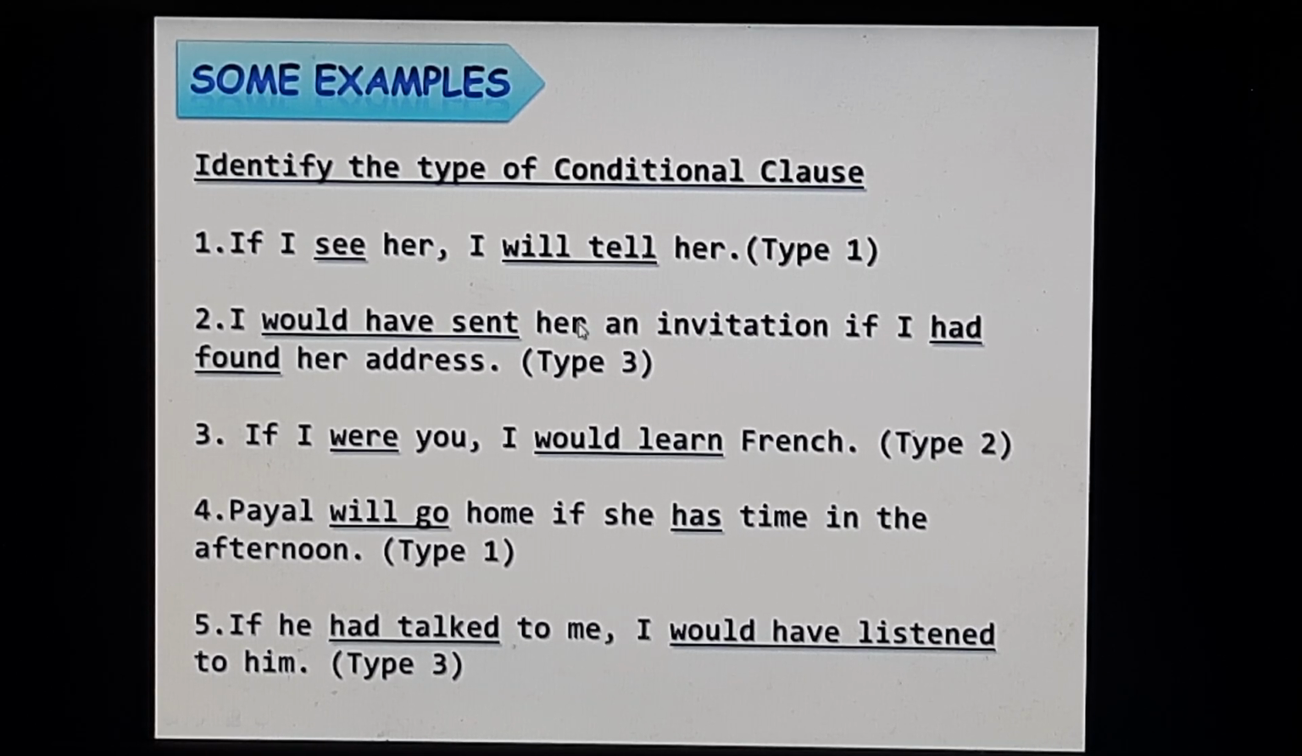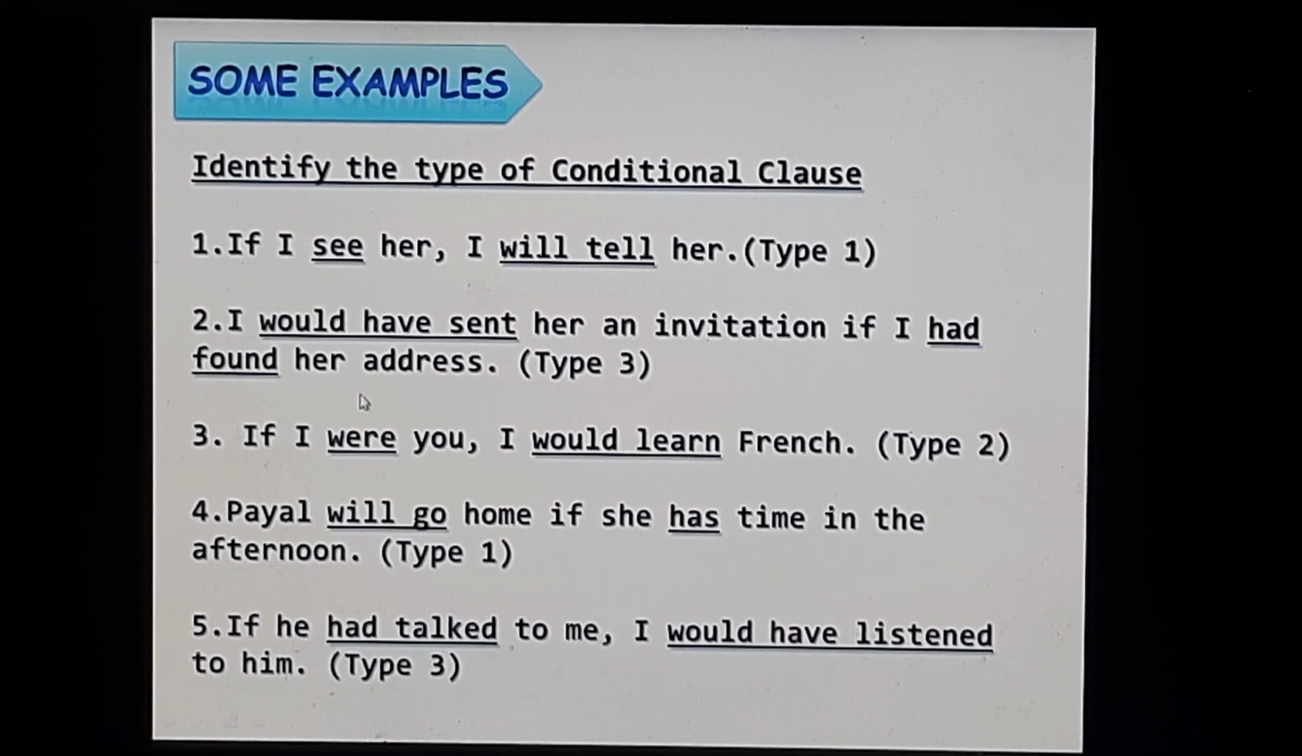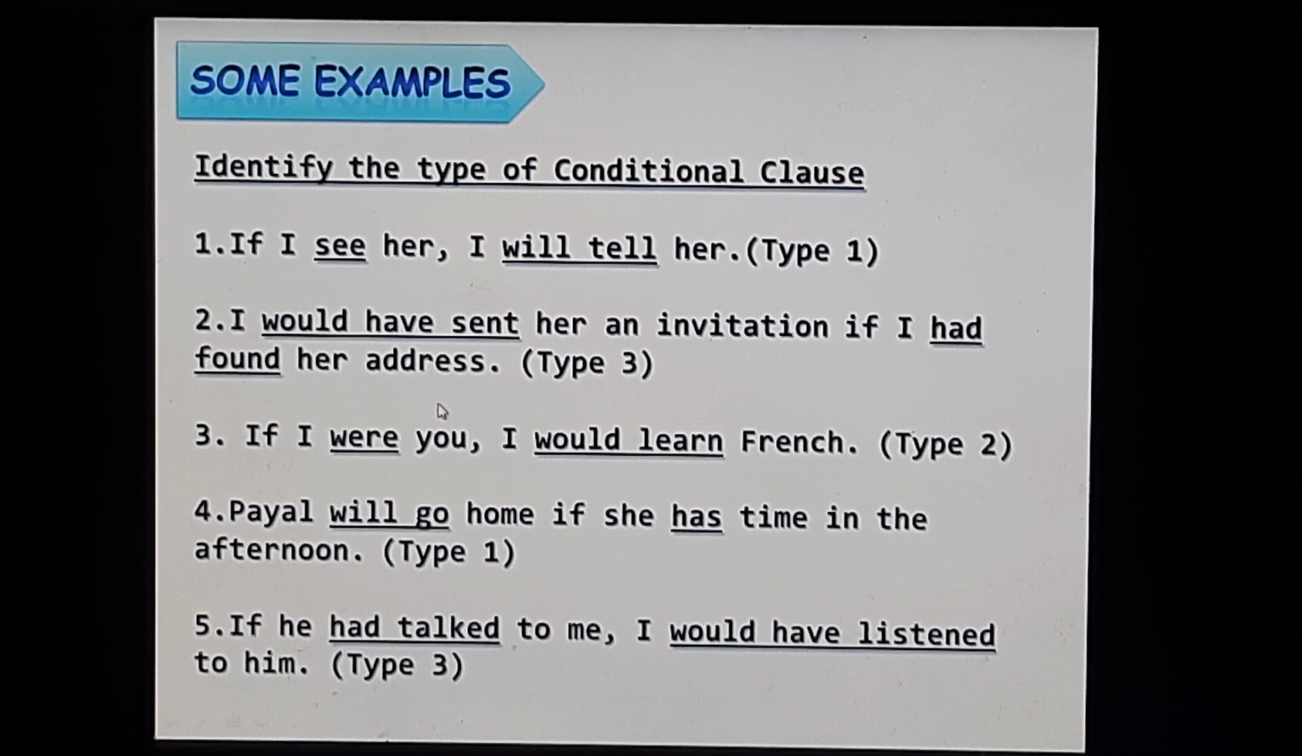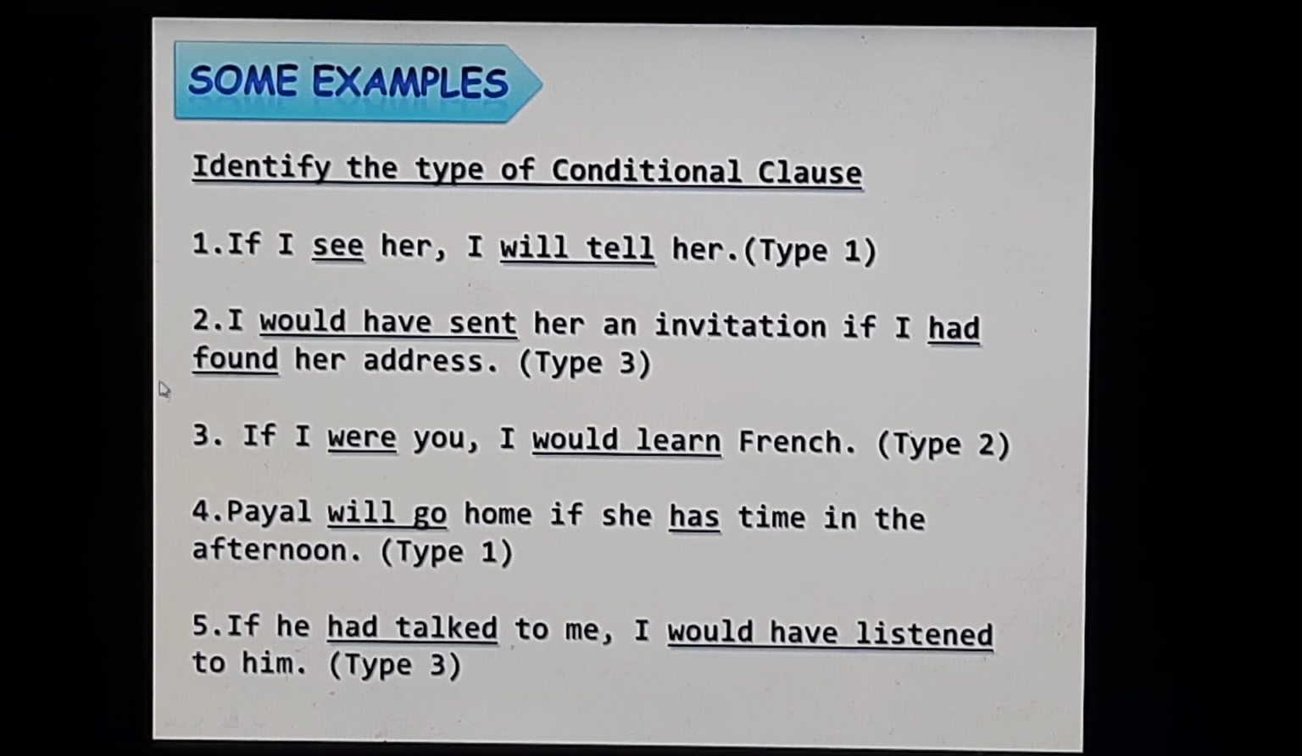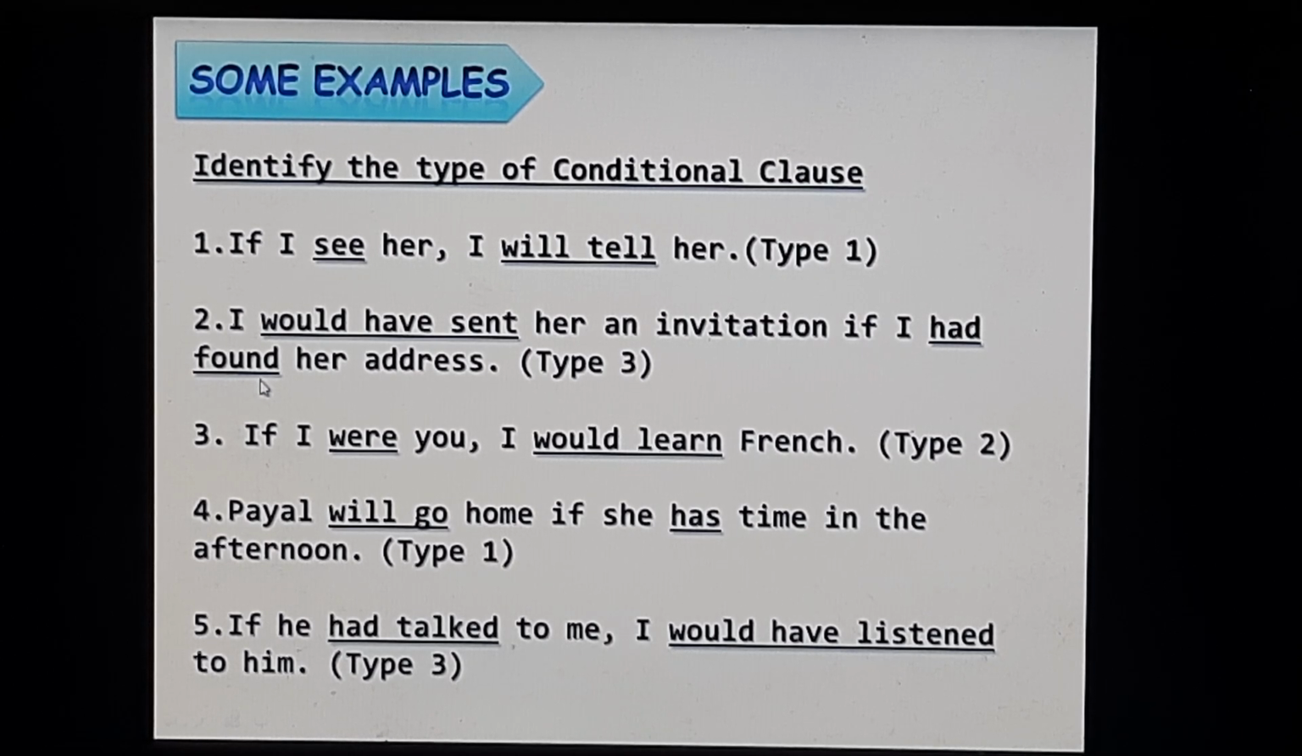I would have sent her an invitation if I had found her address. Now, here your if clause is, if I had found her address. Had found is the past perfect tense. So, your verb in the main clause should be would have plus the past participle of send, which is sent. So, it is type 3 condition.